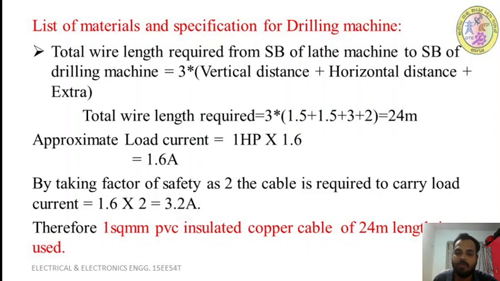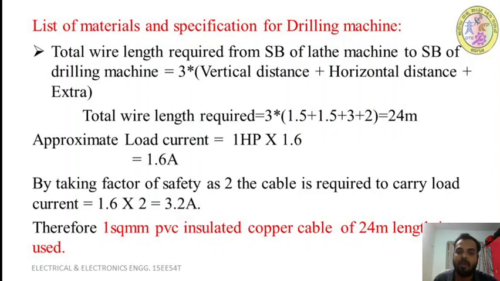So this is the calculation. The distance from the starter board of the lathe to the starter board of the drilling machine is 3 meter. We take 1.5 meter vertical rise, 1.5 meter vertical drop, plus 3 meter, the distance between the two machines, plus 2 meter for extra. We use 3 because the drilling machine is also 3-phase, so we require 3 cables for the connection. So the total is 3 plus 3 is 6, plus 2 is 8, 8 into 3 is 24 meter. We require 24 meter of cable.